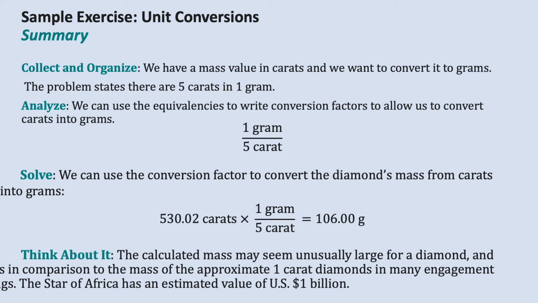So just a summary of this problem, everything that we went through. So the collect and organize stage, we had a mass value in carats and we wanted to convert it to grams. We were also given enough information to set up the conversion factor, which is what we did in the analyze portion. In the solve portion, we put that conversion factor with our starting value and got an answer value in grams. And then to think about it, yeah, this is pretty big, but it's also a very large diamond if it has that many carats.